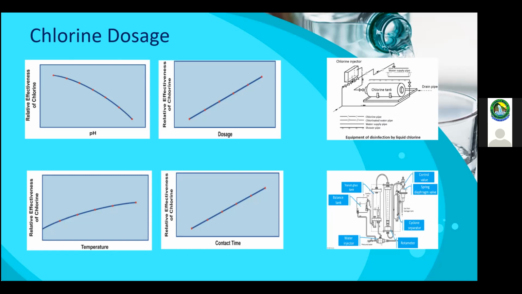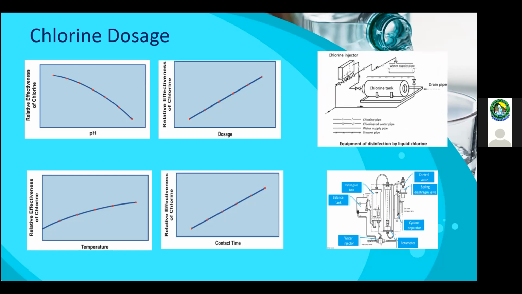If we look at this bottom left curve, which is disinfection again with temperature, a higher temperature will result in a more efficient disinfection. And if we look at the bottom middle here, which is the disinfection with contact time, longer detention time will result in a higher degree of disinfection.